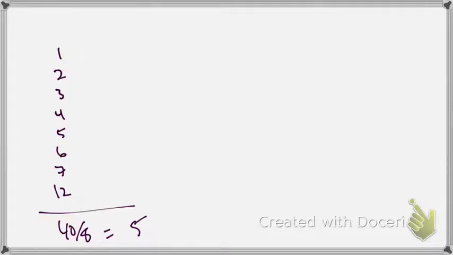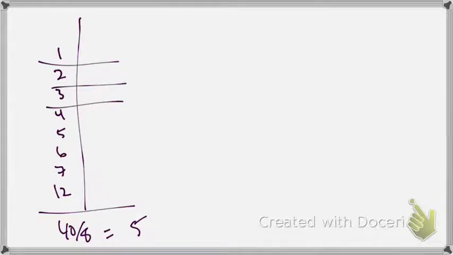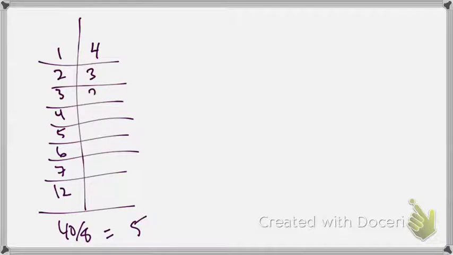5 is my average, okay? So I only do a T-chart. The one on here has multiple things, so I just do something like this real quick. And I start asking myself, how far away from 5 is 1? It's 4 away. How far away from 5 is 2? How far away is 3? 4 is, 5 is, 6 is, 7 is, and 12 is 7.